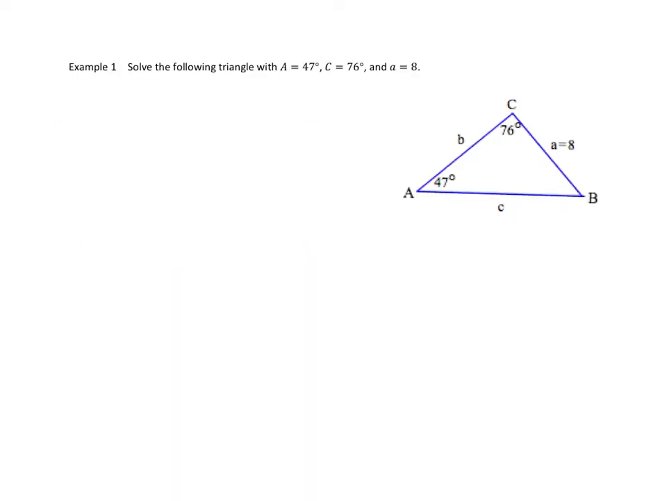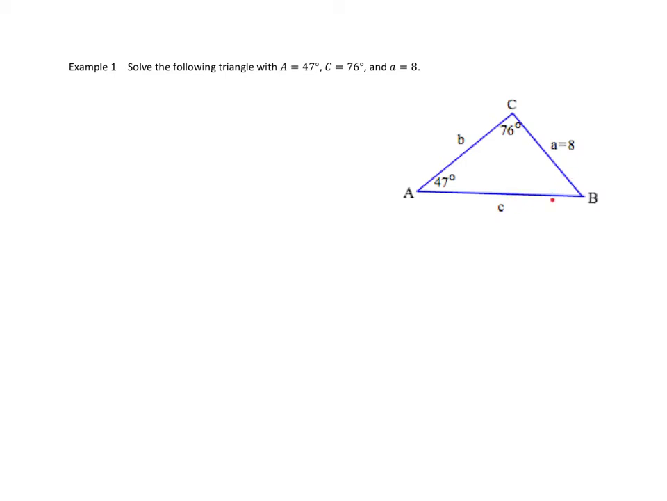Here in example 1, I'd like to solve this triangle. Here we have that A has an angle measurement of 47 degrees, C has an angle measurement of 76 degrees, and the length of side a is 8. So what we're looking to do is solve for angle B and sides b and c.